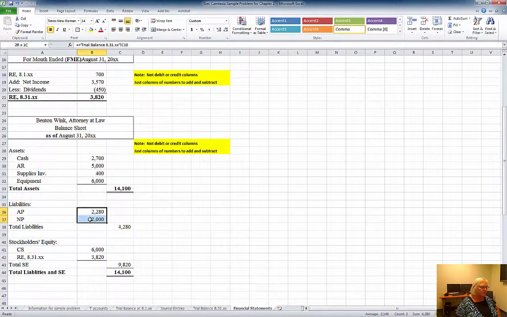Again, you're adding the two liability accounts to get total liabilities. So the $2,280 will have a dollar sign, $4,280 a dollar sign. You're adding two equity accounts to come up with total equity. The $6,000 would have a dollar sign. The $9,820 would not, because you're going to add it to the $4,280 that does have a dollar sign to get a total of $14,100 that does have a dollar sign. And notice that that $14,100 and that $14,100 agree with each other. So we're good to go.